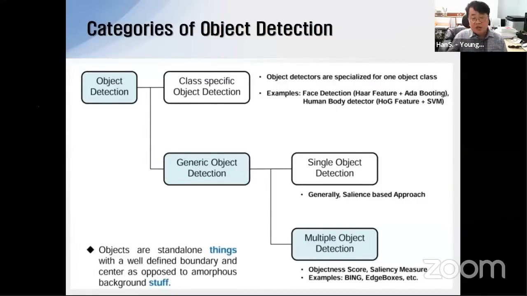The generic object detections are roughly divided into two categories, single object detection and multiple object detection. The single object detection is a saliency-based approach. It detects only one object inside the pictures. But in real world applications, we need to use multiple object detection. Multiple object detection detects multiple objects inside the pictures. That is very useful. For example, consider autonomous driving.